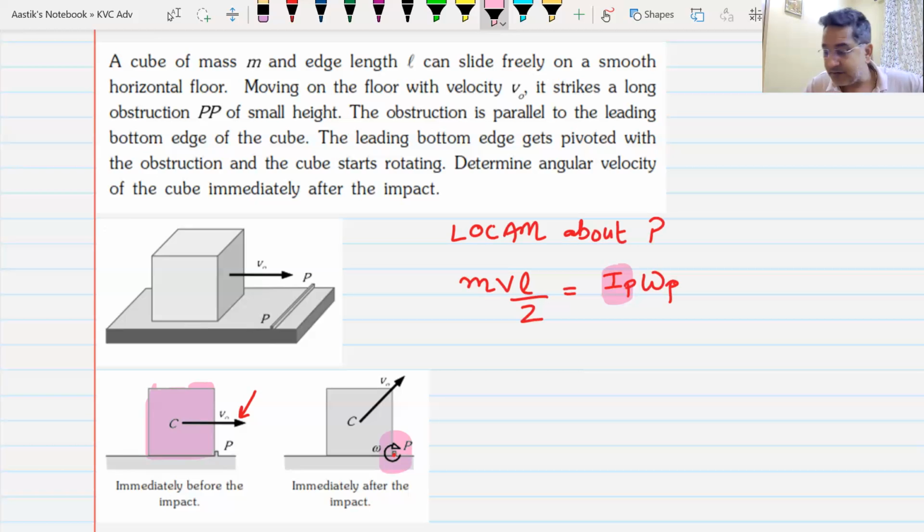So you just have to find out the moment of inertia. This is a revision of whether you know the moment of inertia of this. Do you know the moment of inertia of this?